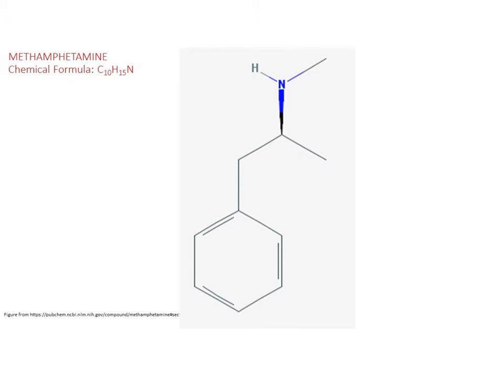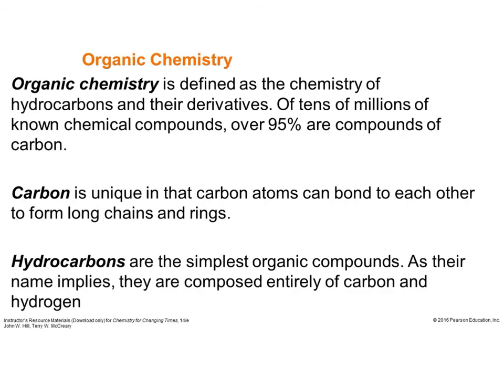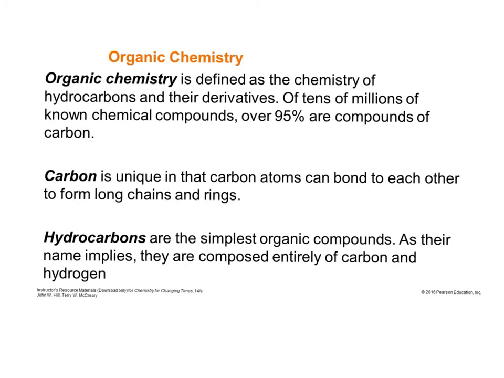Here's another picture of the meth molecule. Another pretty picture of the meth molecule. We'll look at it later. Let's keep going. Here we are. Organic chemistry is defined as the chemistry of hydrocarbons and their derivatives. Of the tens of millions of known chemical compounds, over 95% of the compounds are carbon-based.